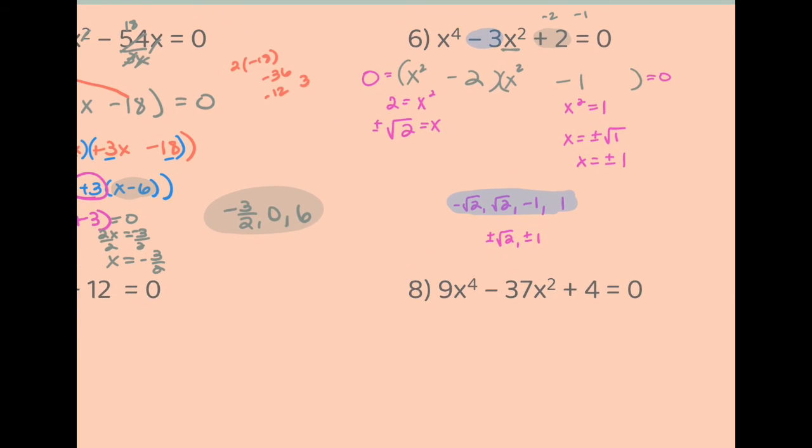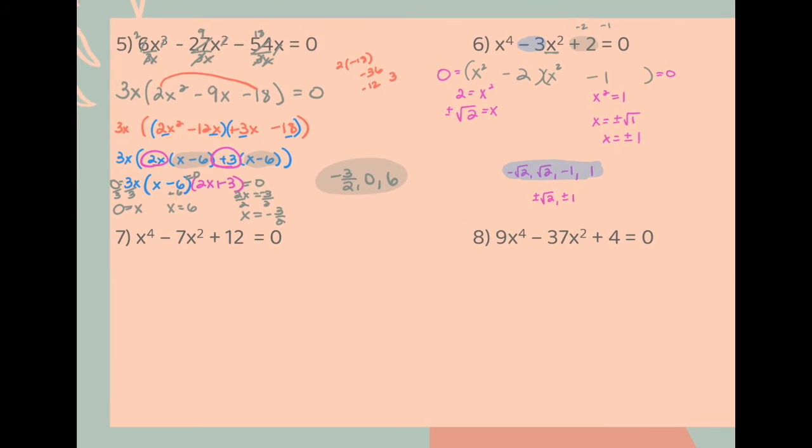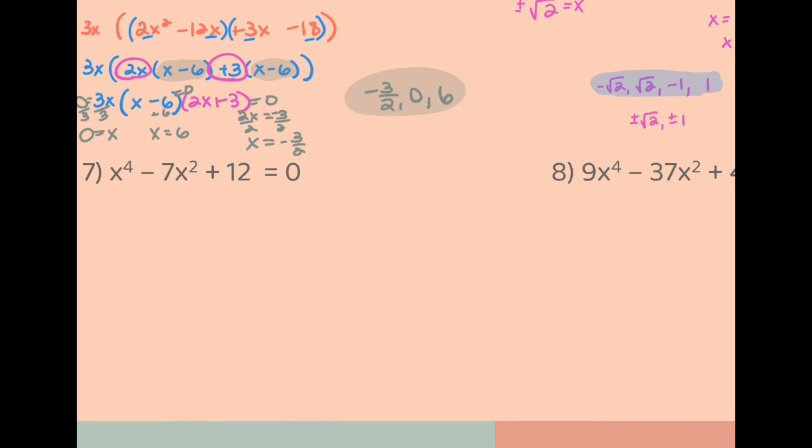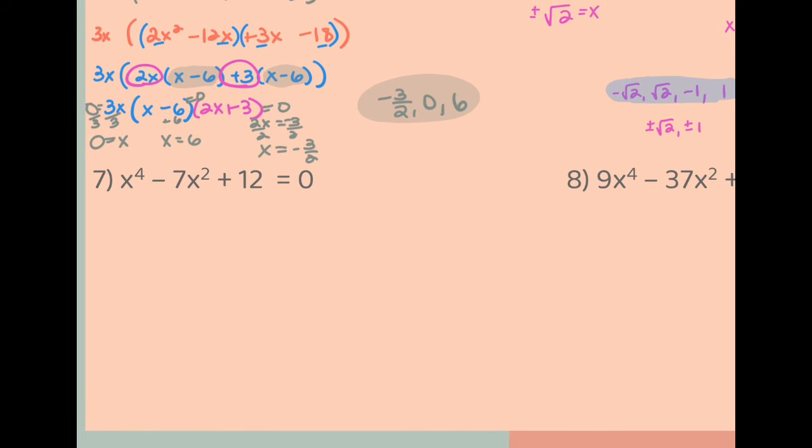All right, 7 and 8 are pretty much the same, except that with 7, it is the same. With 8, you're going to have that term on the front, so it's one step more. So for 7, again, we're ignoring the variables for now, and we're just looking to see if there are factors of positive 12 that sum to negative 7, and there are. It'd be negative 3 and negative 4.